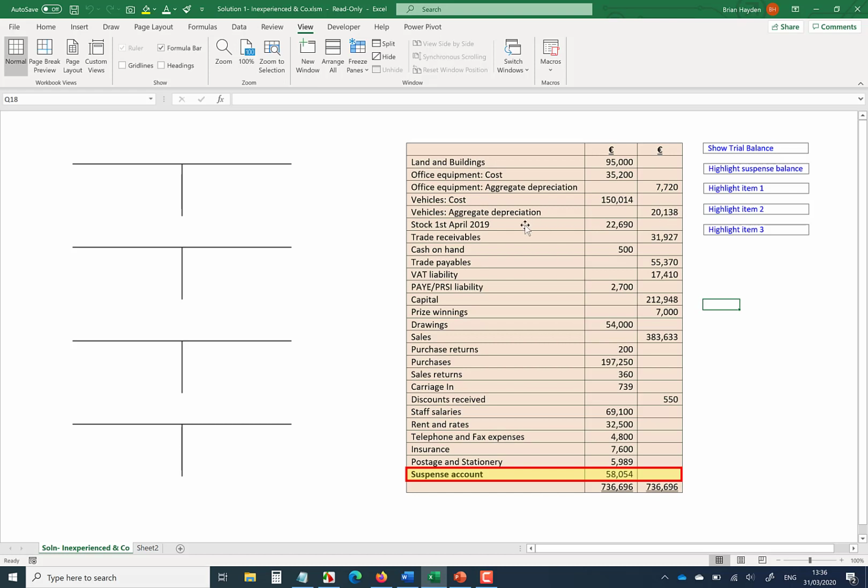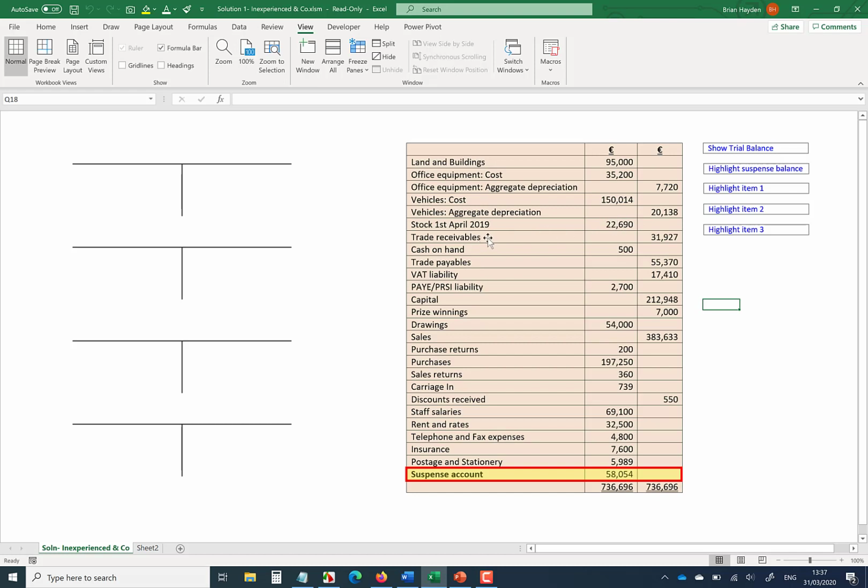Stock of the 1st of April. Okay, this is opening stock, and essentially we treat that as an expense this year. At a moment in time, it may have been an asset at the end of last year, but this year, it's treated as an expense. We assume that we have sold our opening stock and it goes into your trading account. You remember the cost of sales includes opening stock, so it's an expense, so it's correctly on the debit column.